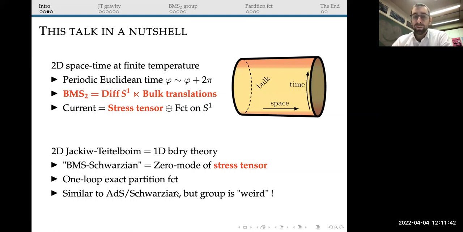However, I'm going to argue that despite this similarity, I haven't quite found a very good scientific way to put it, but the group is weird. We're going to see that there are a number of features of this group that just evade, at least, my usual understanding of infinite dimensional groups and central extensions and their orbits. And we're going to see this weirdness appearing time and again in this talk.